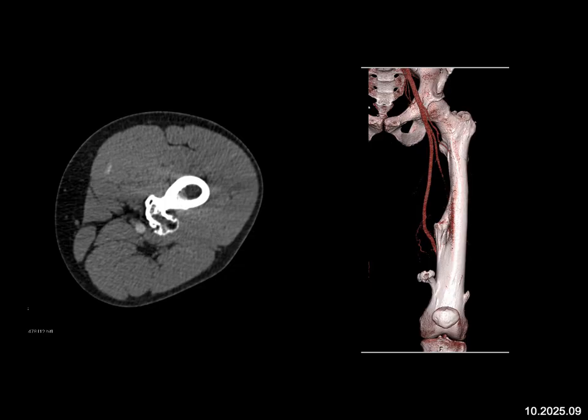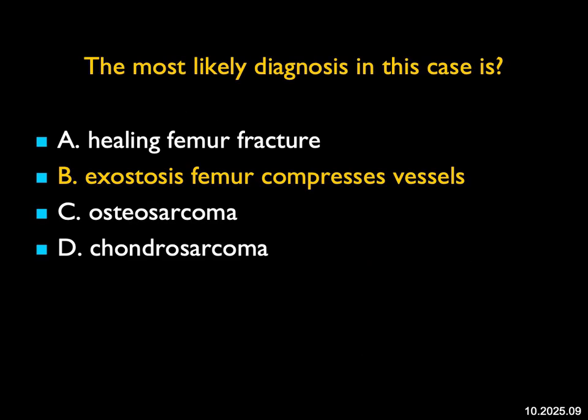So this is not a healing femur fracture. I don't see an osteosarcoma or chondrosarcoma. What I'm seeing are multiple exostoses, and they are compressing and displacing the vessel. This can lead to vessel erosion and bleeding, but none of that do I see in this case.